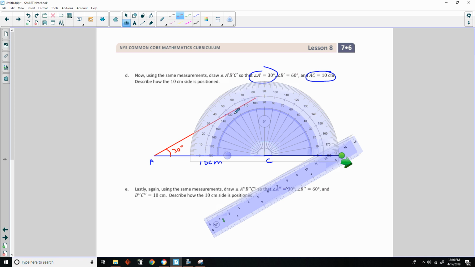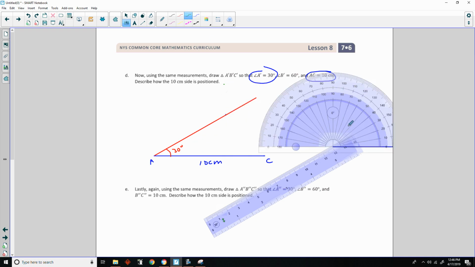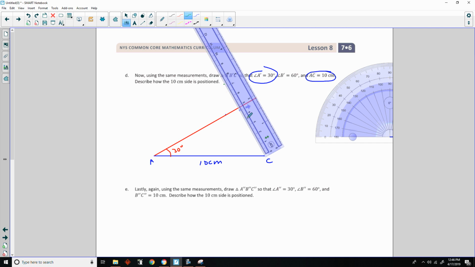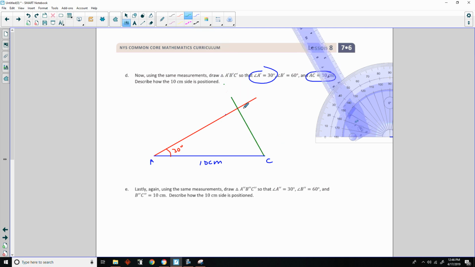And now I want 60, which is over here. I'll use green for this side. So here's 60 up here. Take my ruler, put 0 on C, rotate it around, find that point, and draw. And there's my B.